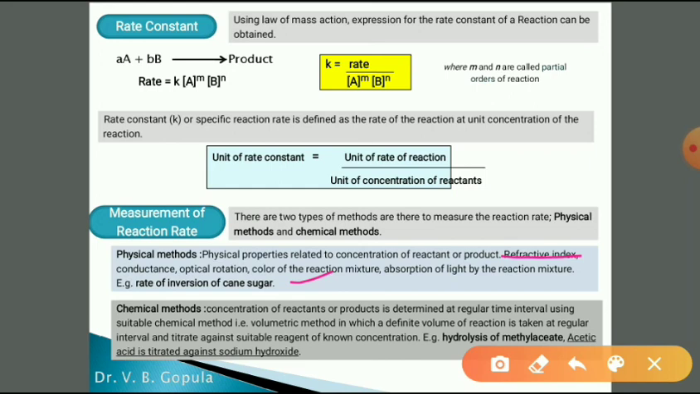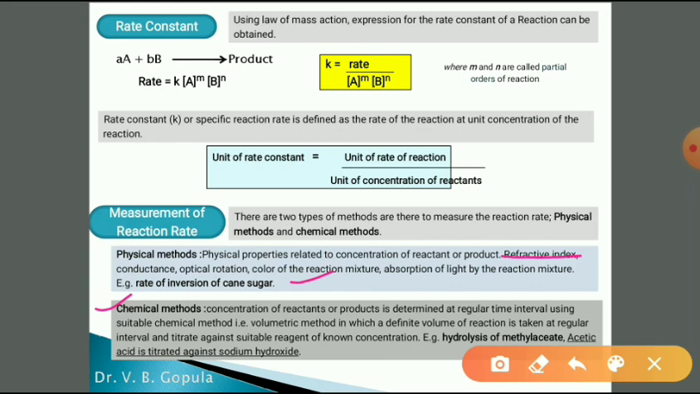Now another method is a chemical method. In the chemical method, the concentration of reactant or product is determined at regular time intervals using a suitable chemical method. For example, the volumetric method, in which a definite volume of the reaction mixture is taken at regular time intervals and titrated against a reagent of known concentration. For example, the hydrolysis of methyl acetate, in which acetic acid is formed by the hydrolysis of methyl acetate.